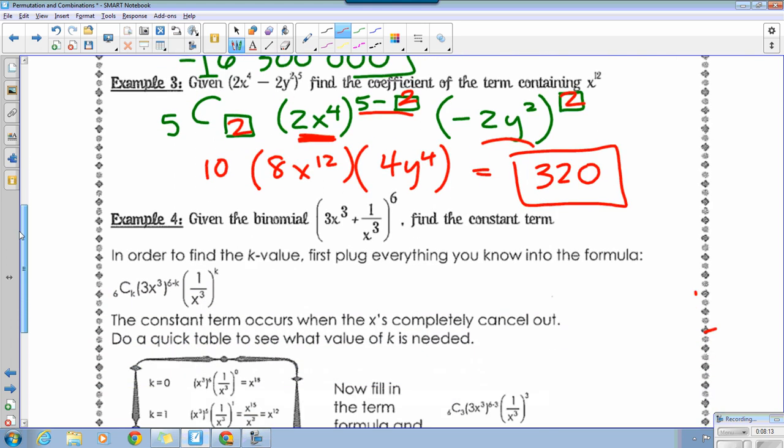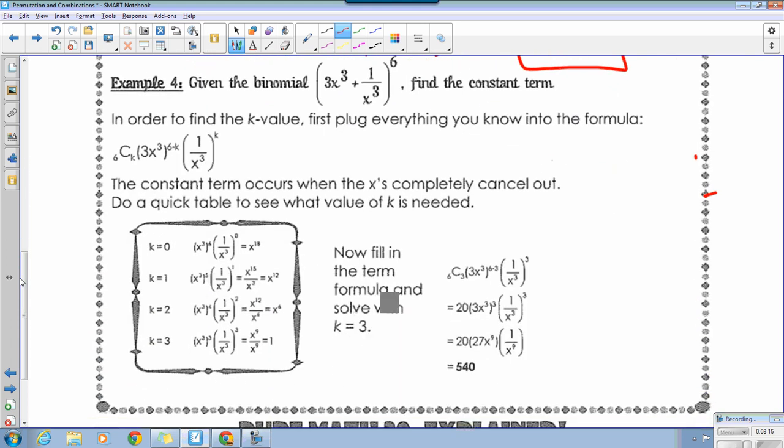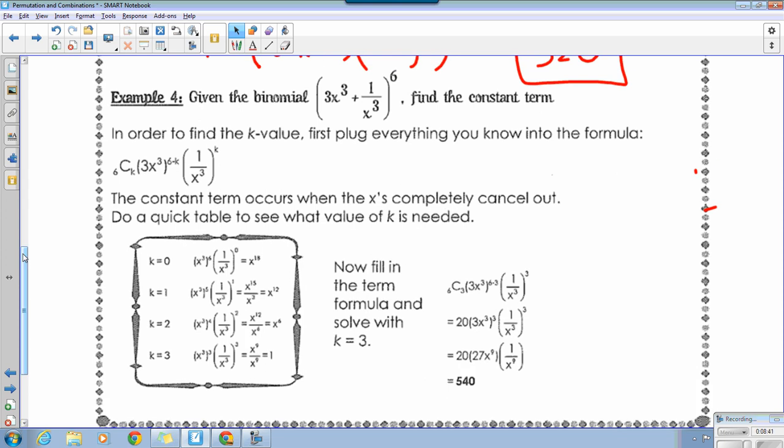This is probably the next example, and the last example is going to be probably the most trying for you guys because it's really coming down to a guess and check situation. And a lot of people don't, and myself included, get frustrated when you're guessing and checking, but this is the way to do it. Now let's take a look at what's going on. Given the binomial, so 3x cubed plus 1 over x cubed to the 6th power, find the constant term.